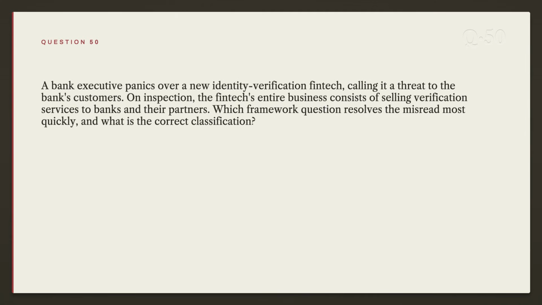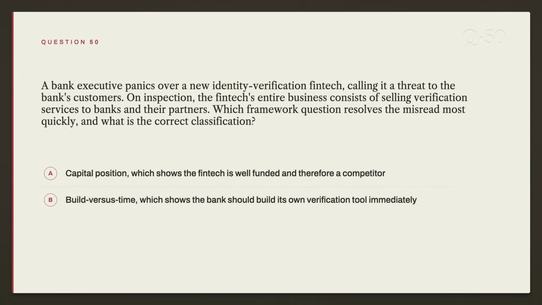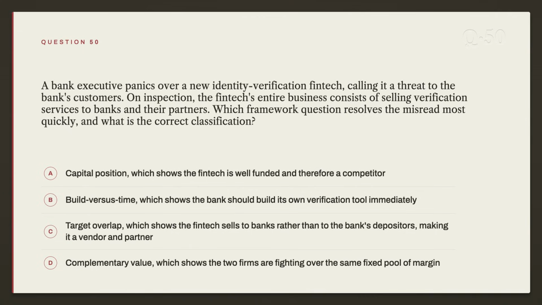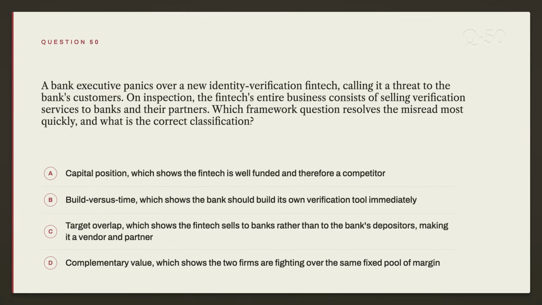Your options are A. Capital position, which shows the fintech is well-funded and therefore a competitor. B. Build versus time, which shows the bank should build its own verification tool immediately. C. Target overlap, which shows the fintech sells to banks rather than to the bank's depositors, making it a vendor and partner. D. Complementary value, which shows the two firms are fighting over the same fixed pool of margin. Take a second. Which answer would you pick?